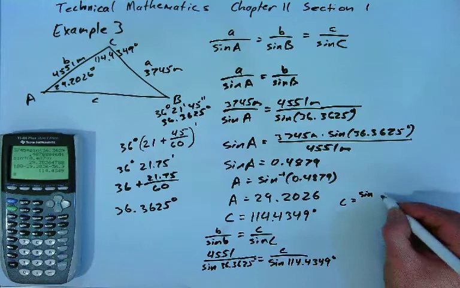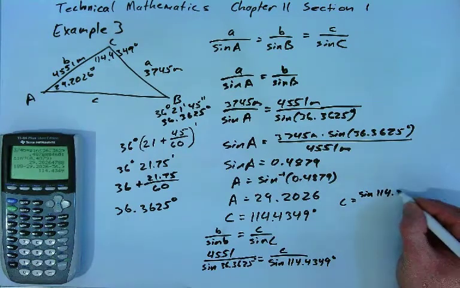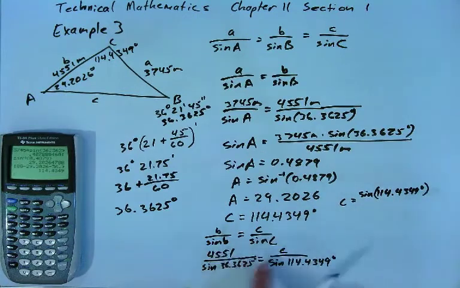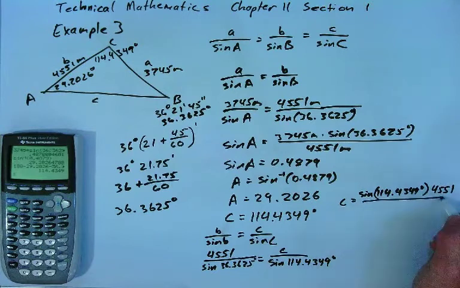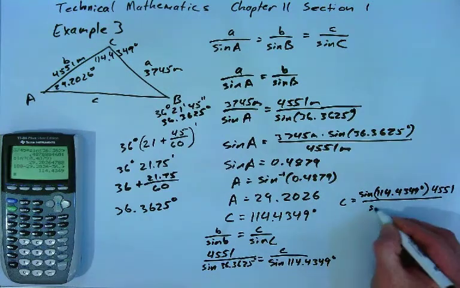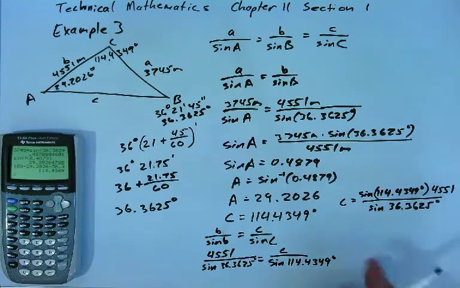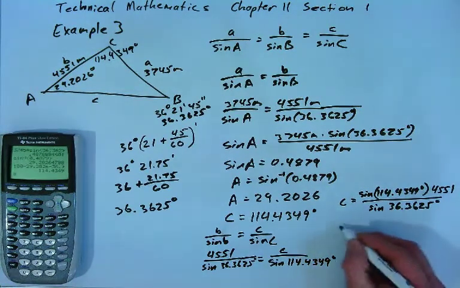C will be equal to the sine of 114.4349 degrees times 4551 divided by the sine of 36.3625 degrees. So again, all I did is multiply both sides by the sine of 114.4349, and we got C equals sine of 114.4349 times 4551 divided by the sine of 36.3625.